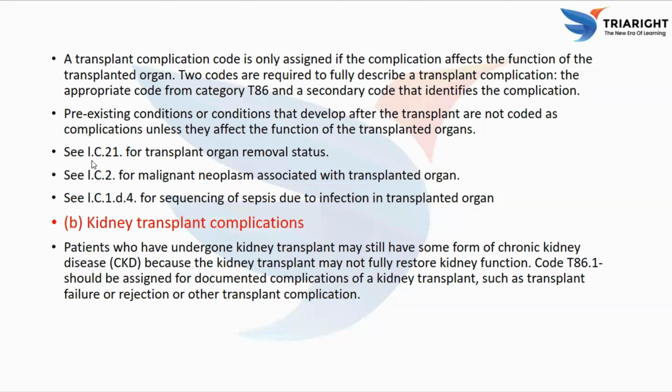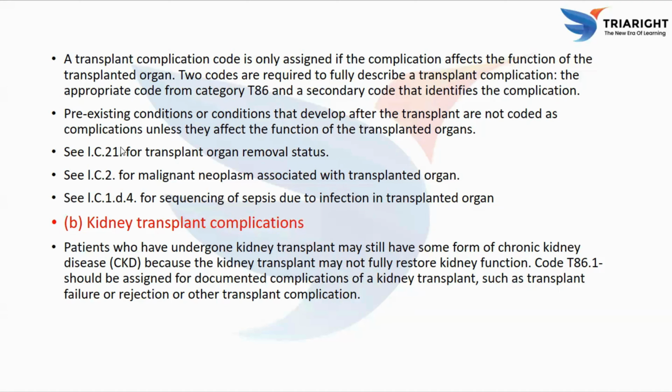So next is IC21 for transplant organ removal status. This is used when the transplanted organ has been removed and is no longer functioning. Example, there is a removed transplanted kidney. So you have to assign Z94.0 code for kidney transplant status as well as Z90.5 for acquired absence of kidney.